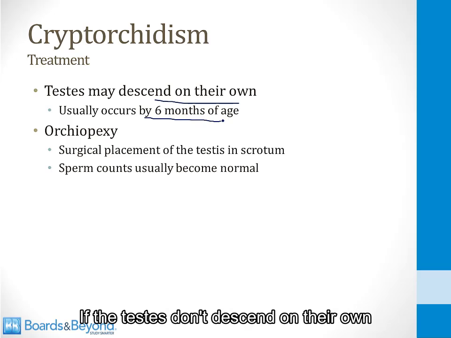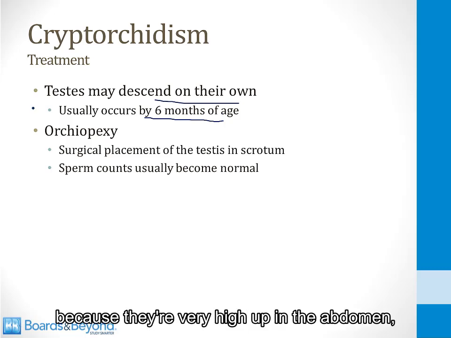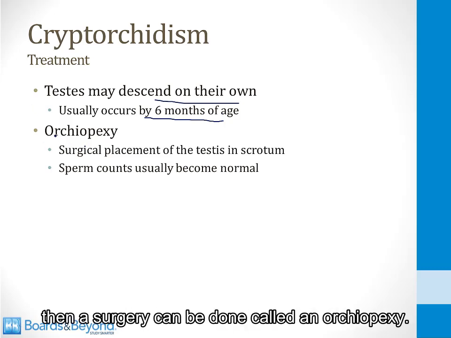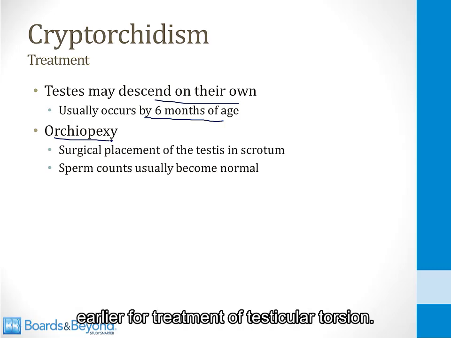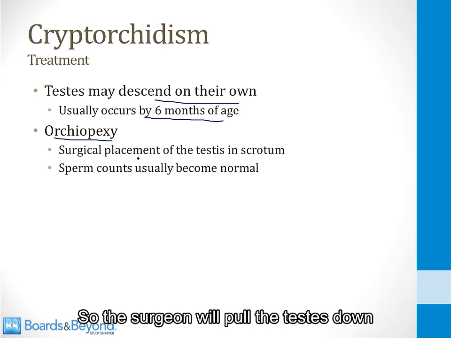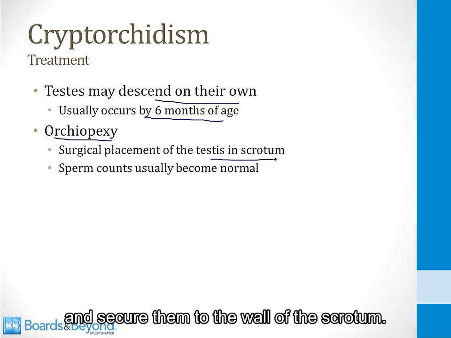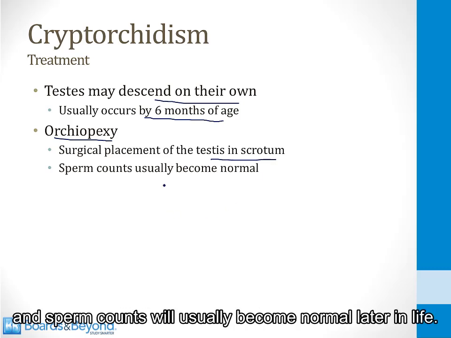If the testes don't descend on their own, or if they're thought to be unlikely to descend on their own because they're very high up in the abdomen, then a surgery can be done called an orchiopexy. This is the same surgery we talked about earlier for treatment of testicular torsion. It involves securing the testes to the wall of the scrotum. So the surgeon will pull the testes down and place them in the scrotum and secure them to the wall of the scrotum. Then the child should grow up with the testicles in the scrotum, and sperm counts will usually become normal later in life.